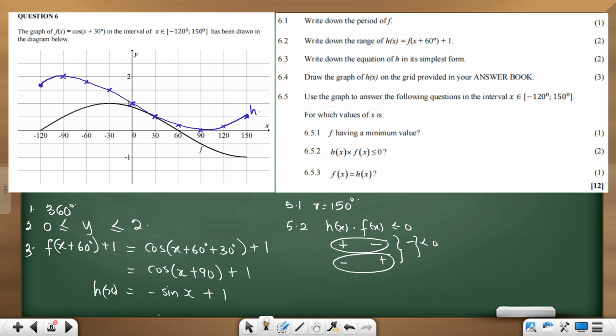Right. But they also said equal to 0. Where would it be equal to 0? It's either this is 0 or that is 0. So I'm looking for any of these combinations.